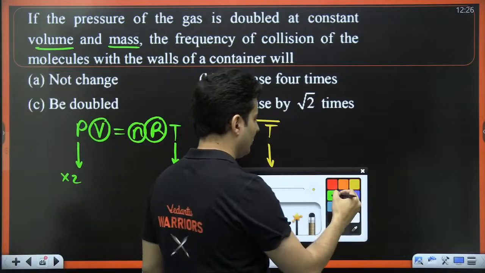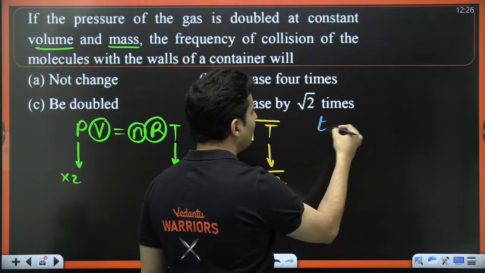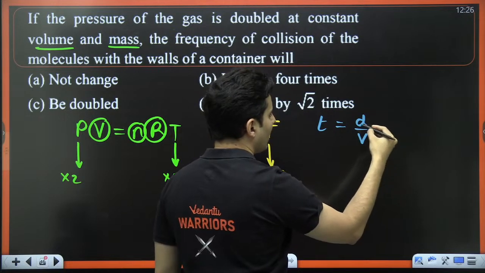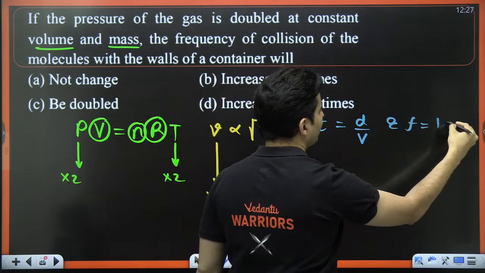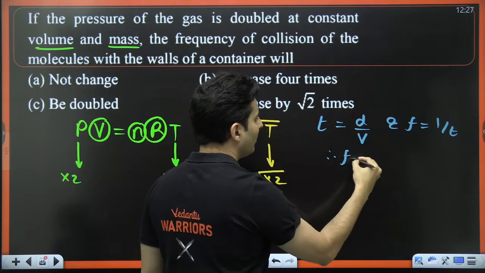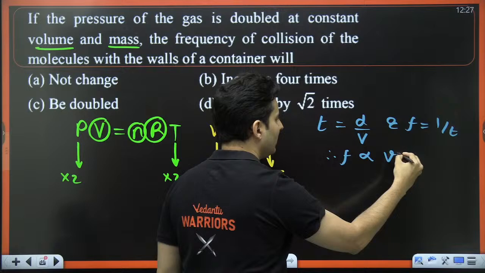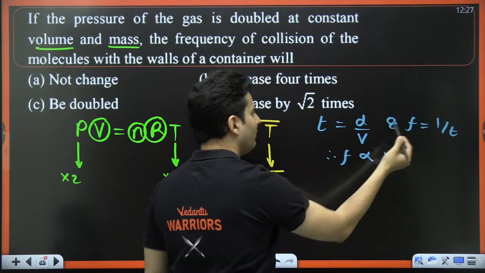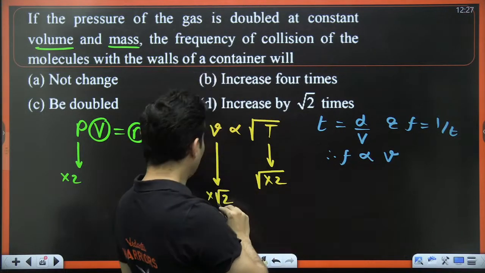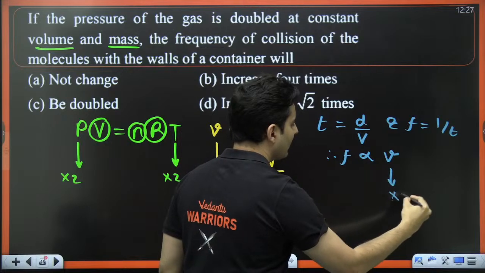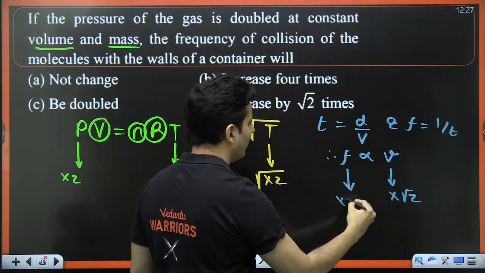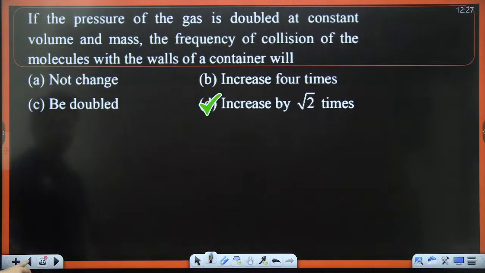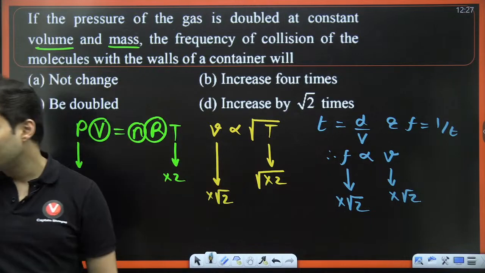Next, time between collisions: time is distance by speed, and frequency is 1 by time. Time is inversely proportional to velocity, and frequency is inversely proportional to time, so frequency is directly proportional to velocity. If velocity has increased root 2 times, won't the frequency also increase root 2 times? Hence it increases by root 2 times. That is the answer.